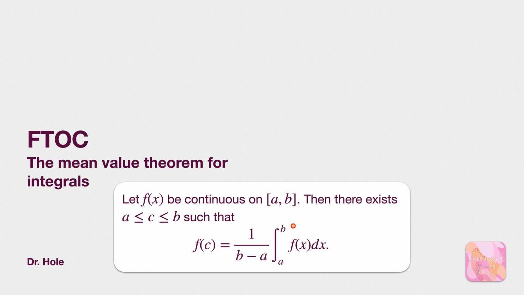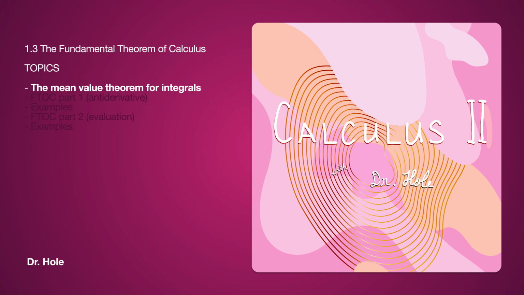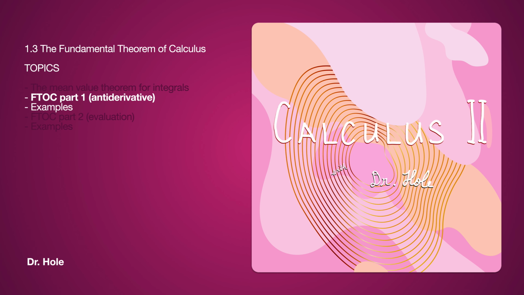So in the previous section 1.2, you did computations of the average value. And here this theorem is saying that not only can you find the average value, there exists an input which produces that average value. Very good. So that's the mean value theorem for integrals, and we're going to use that result in proving FTOC Part 1. Let's look at the statement of FTOC Part 1 and do the proof.